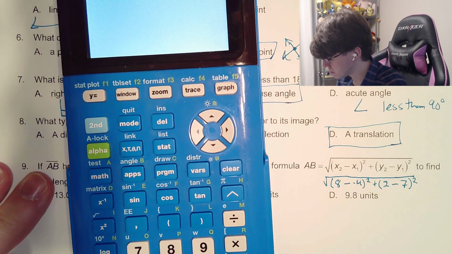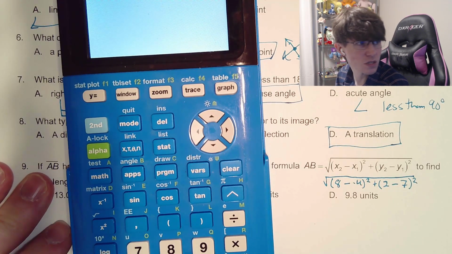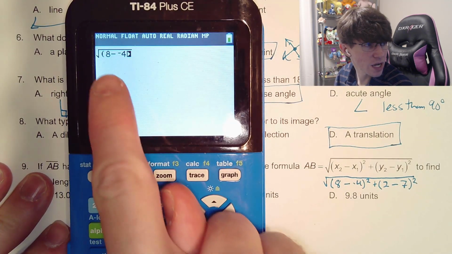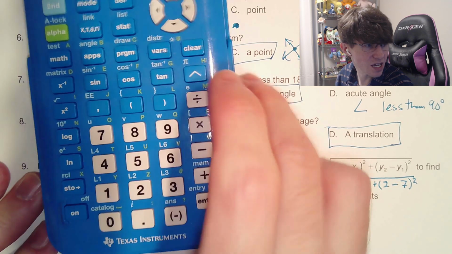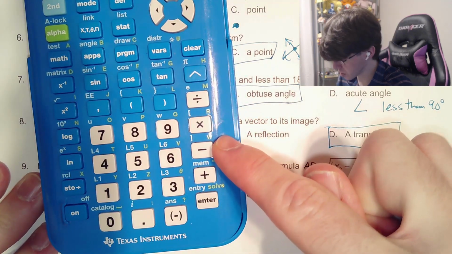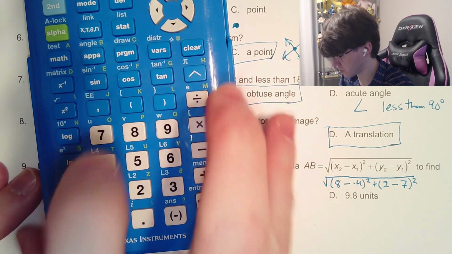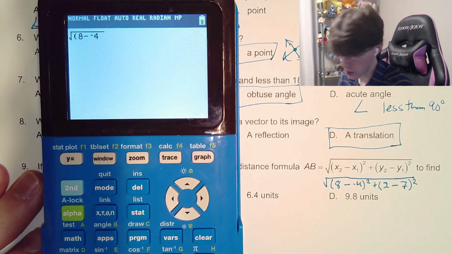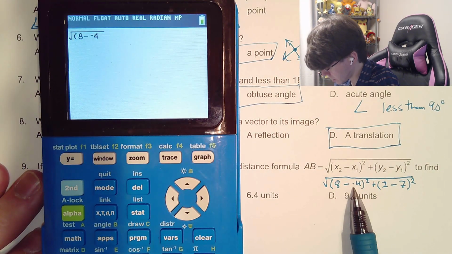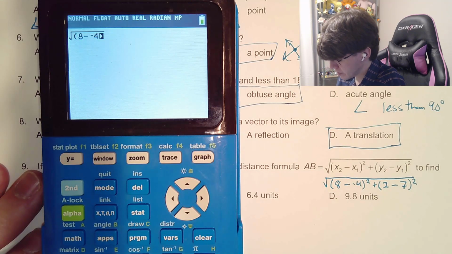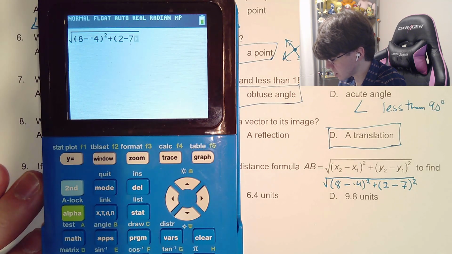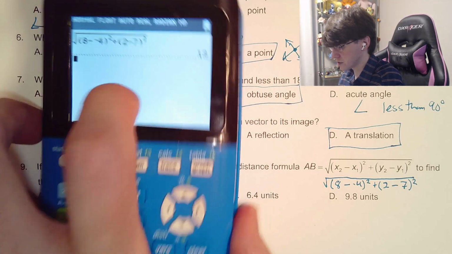We have 8 minus -4. Please note, when I wrote that in, we wrote minus -4. We used the big negative sign for the first subtraction and the small negative sign for the second one. That is kind of the reason why I wrote it the way I did. Big negative sign, small negative sign when you're doing it. Parentheses squared plus, and then 2 minus 7 and the parentheses squared. We plug all that in, we get exactly 13.